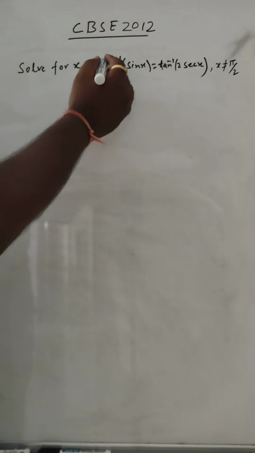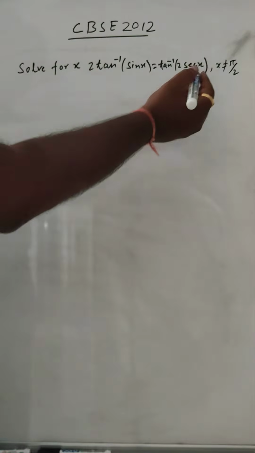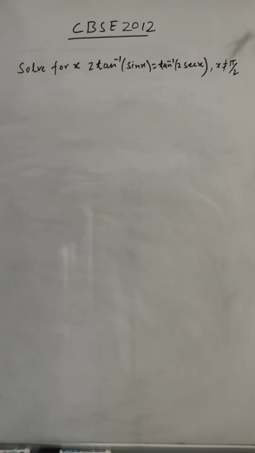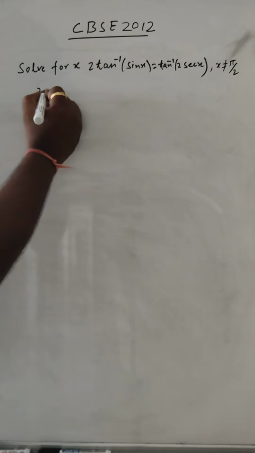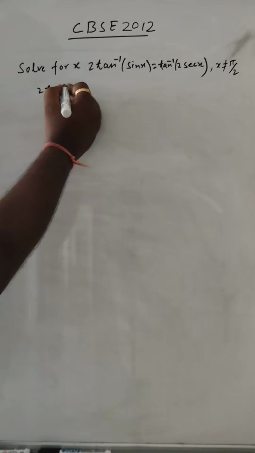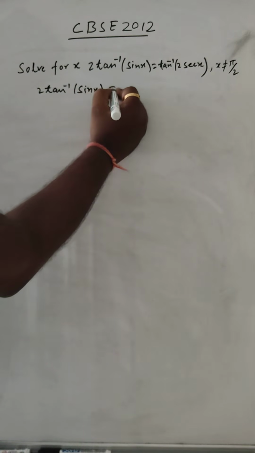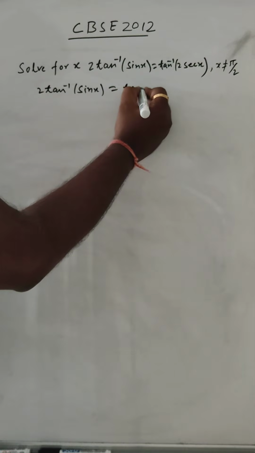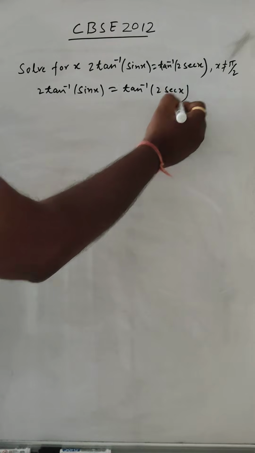Let's solve this trigonometry problem which came in class 12 CBSE 2012. Solve for x: 2 tan inverse sin x is equal to tan inverse 2 sec x, where x is not equal to pi by 2. So what do we have from the question? We have 2 tan inverse sin x is equal to tan inverse 2 sec x.